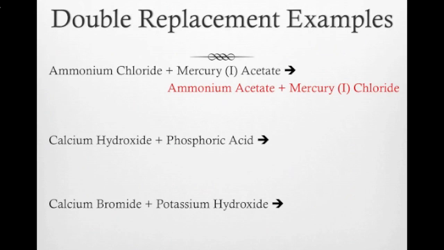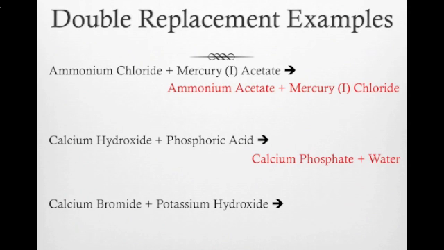If we look at the next one, calcium hydroxide and phosphoric acid. That is a base and an acid. And if you have a base and an acid react, they're going to neutralize each other. You're going to get a salt and you're going to get water. So we know water is one part. The other one, we're going to take the cation of the first one and the anion of the acid, and we're going to get calcium phosphate and water.